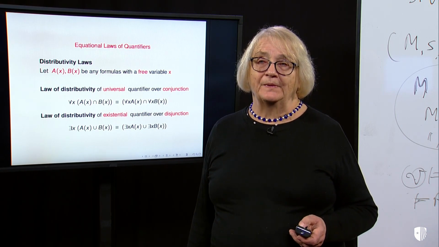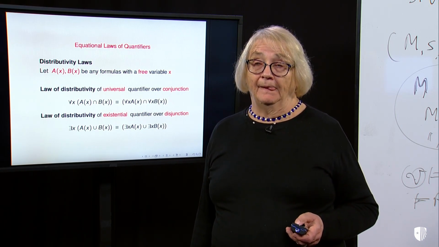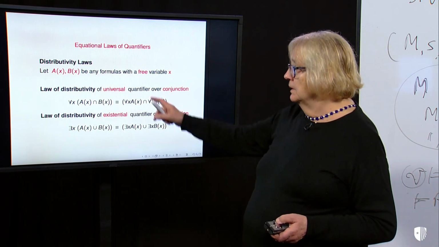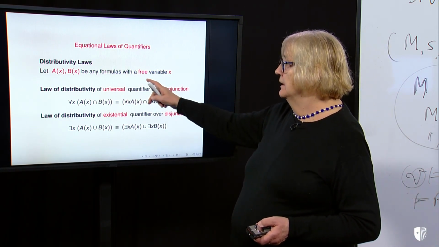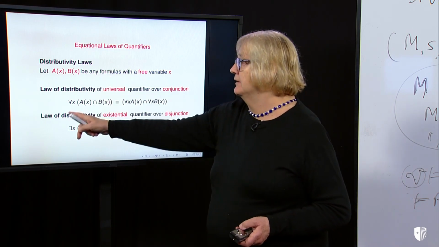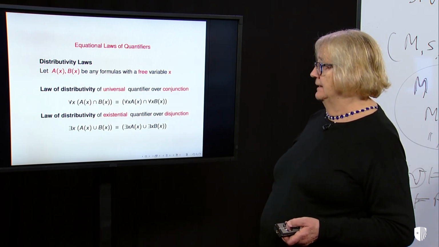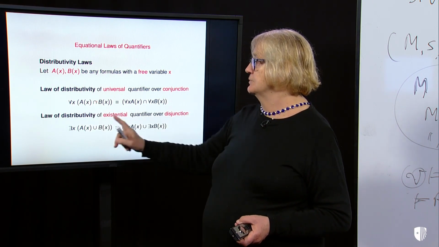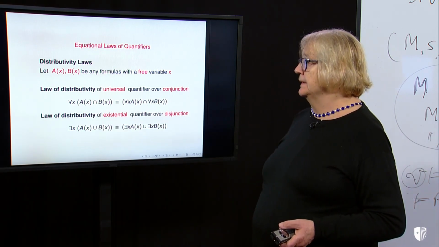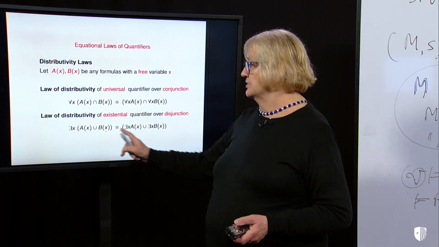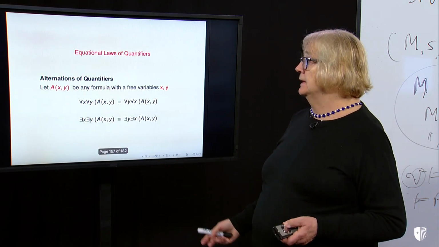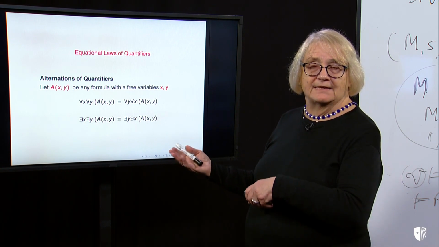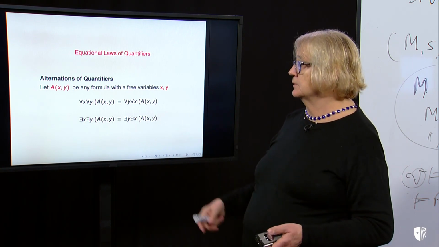And also you have the distributivity law, where A and B both have the free variable. The universal quantifier is distributed over conjunction, and existential over disjunction, and equivalence does not hold otherwise.